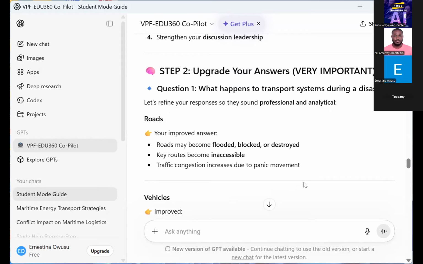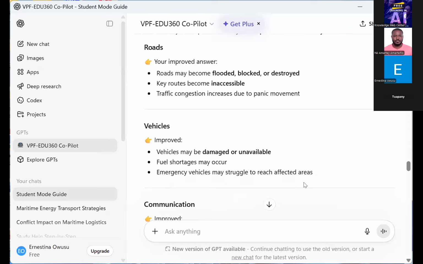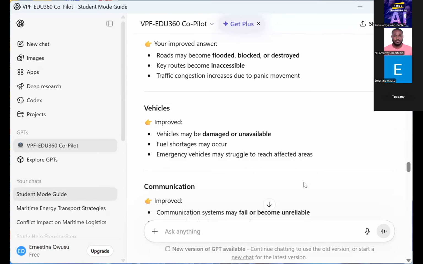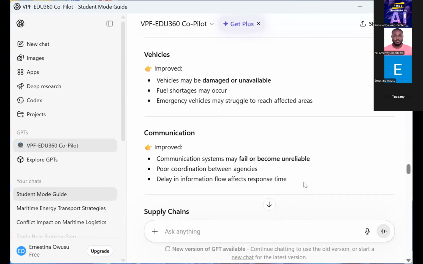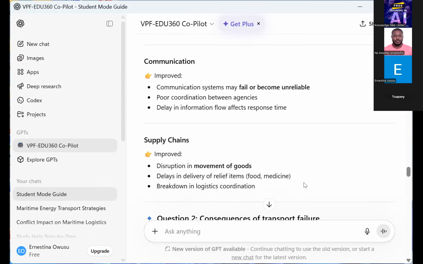Key routes become inaccessible. Traffic congestion increases due to panic movements. Vehicles may be damaged or unavailable. Fuel shortages may occur. Emergency vehicles may struggle to reach affected areas. With communication, systems may fail or become unreliable. Poor coordination between agencies and delayed information flow affect response time. And with the supply chain, disruptions in movement of goods, delays in delivery of relief items such as food and medicines, and breakdown in logistics coordination.